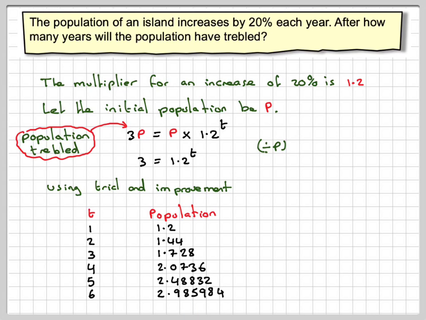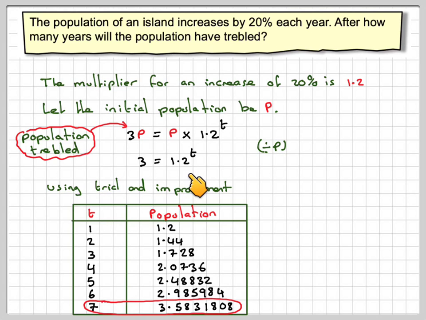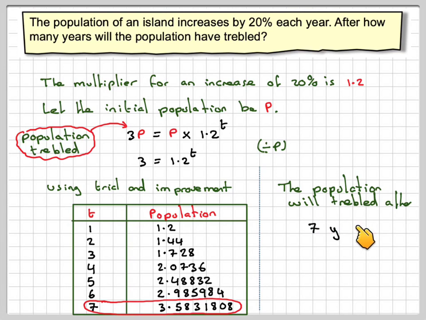After 6 years, 1.2 to the 6, we get 2.985, and then after 7 years we're going to get 1.2 to the power of 7, which is going to give me 3.5. So we're going over, it's actually more than tripled there, and therefore we can conclude, because it says after how many years, the population will treble after 7 years. And these same sort of principles can be applied to a compound interest problem as well.